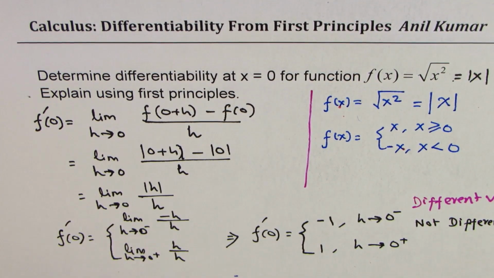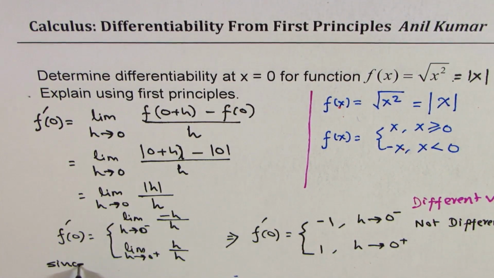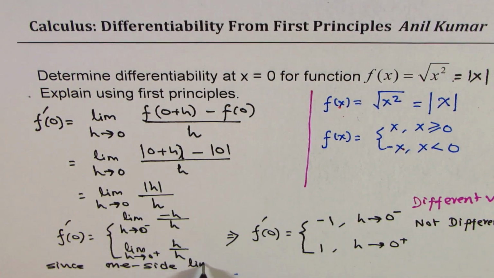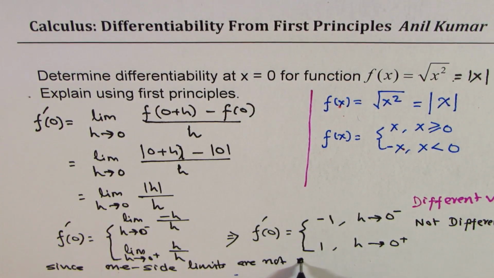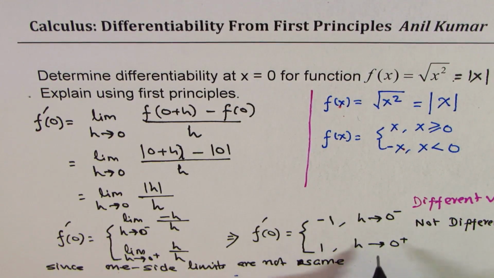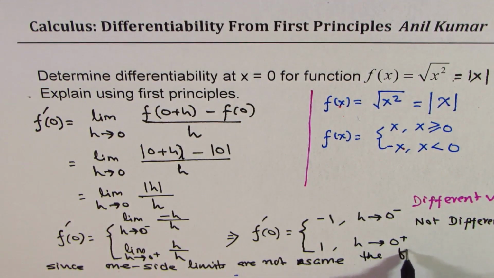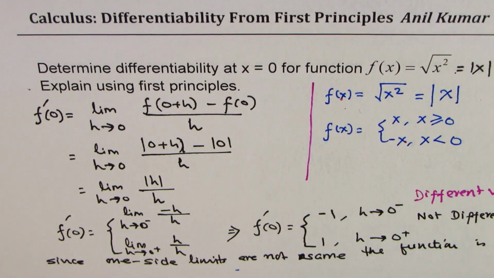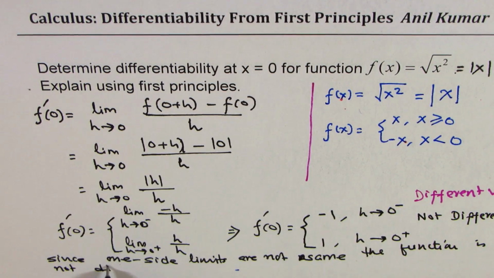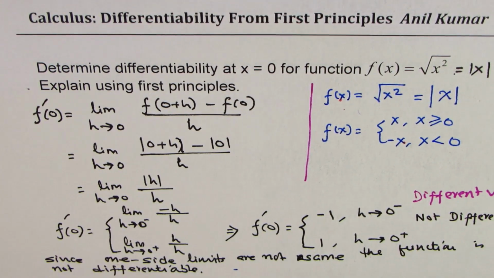So we can justify that since the one-sided limits are not the same, the function is not differentiable. Okay, so that is how I can show it. So this function is not differentiable at x equals 0.